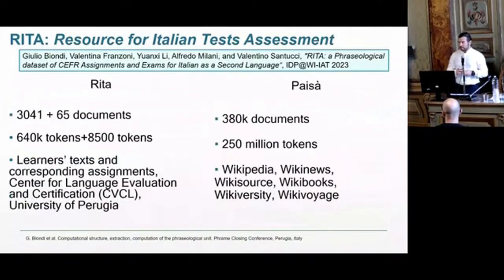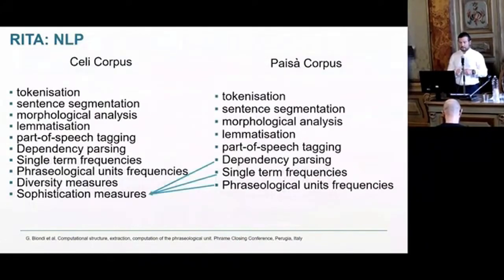So this is the size of the corpus. We have 3,000 documents for the Rita dataset, and roughly 640,000 tokens. And on the other side, you can see the statistics for the PISA corpus from which we extracted the frequencies for this reason. So both the corpuses were parsed, and all those processes were executed on the two corpuses. And of course, doing it on a small corpus is pretty easy, but doing the same thing on a much broader corpus can be not that easy in terms of computing power and of space, size of the data.